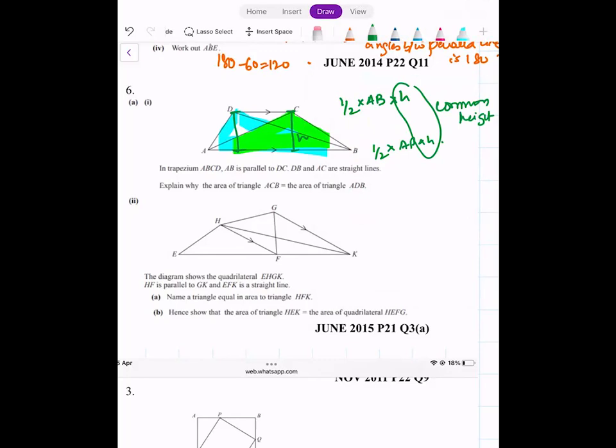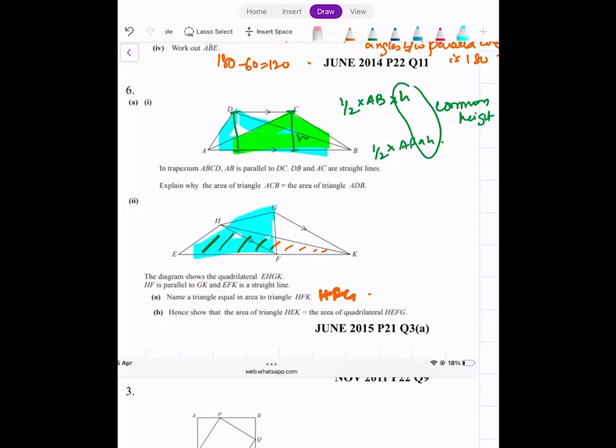Equal in area to HFK. This is HFK. If I take HF as the base, can I say this is going to be my height? If I say, okay, this is the same base, another triangle with the same height is going to be this. So therefore, I can say HFG has the same area. This is HFG. HEK, which is all of this, is equal in area to the quadrilateral HEFG, which is all of this.